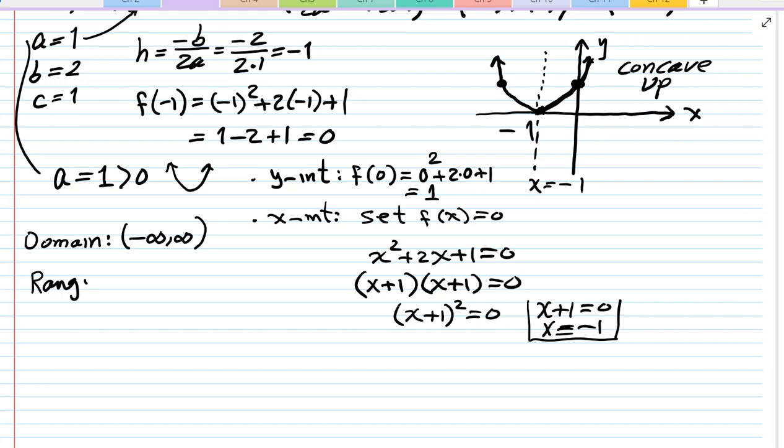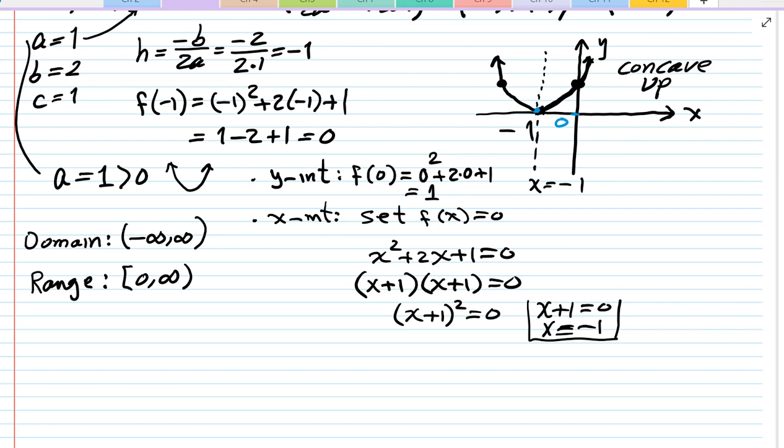The range is the possible y values. From the graph, notice the range, the possible y values, start at 0 and work higher. There is no y down here, right? Because there is no graph. So my range is going to be from 0 on the y-axis to infinity on the y-axis.